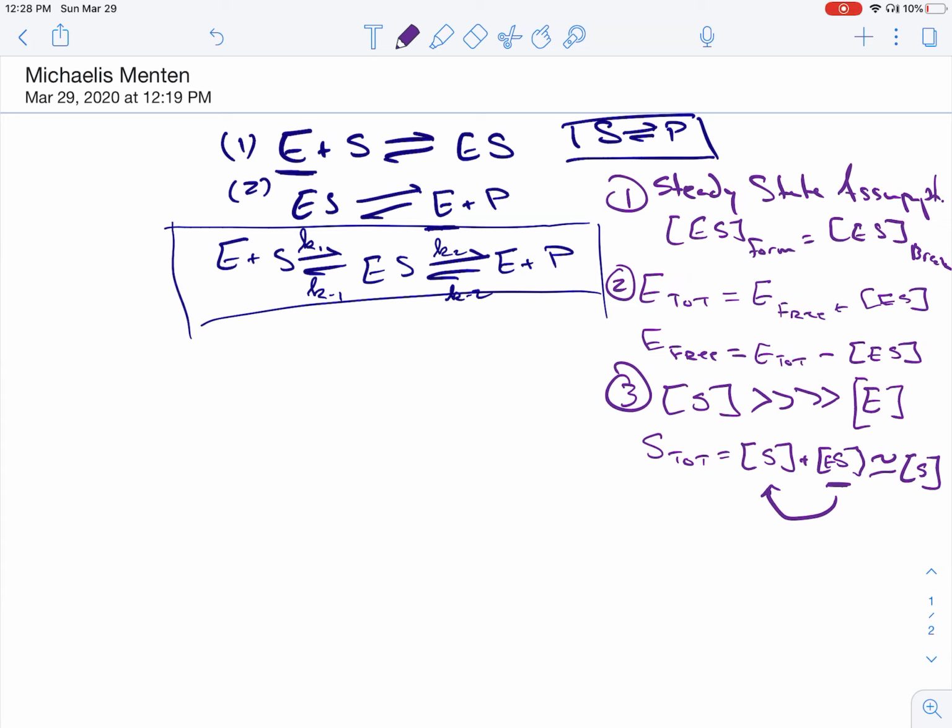Okay, those are our three assumptions that we make. And oh, well, one more. Let's just go and simplify our equation a little bit here to say E free plus S, with rates K1 and K minus 1, goes to ES.